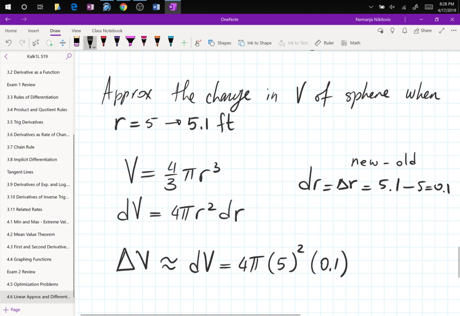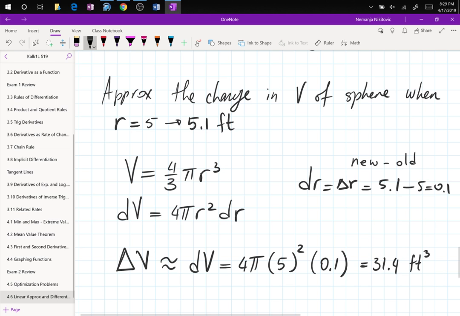So 5 squared is 25 times 4 is 100 times 3.14 for pi is 314 times 0.1, 31.4. You don't even have to write out 31.4, just by looking at it. Feet cubed. So the change in volume, if your radius grows by 0.1, the volume is going to grow by 31.4 feet cubed. Is this the exact value? No. But it's a really good approximation.